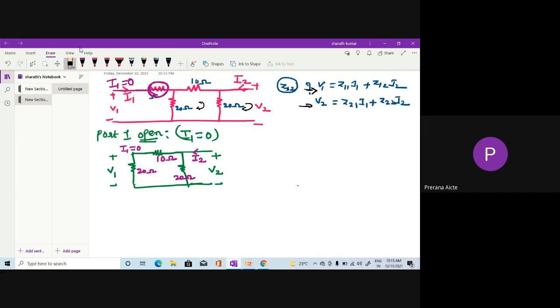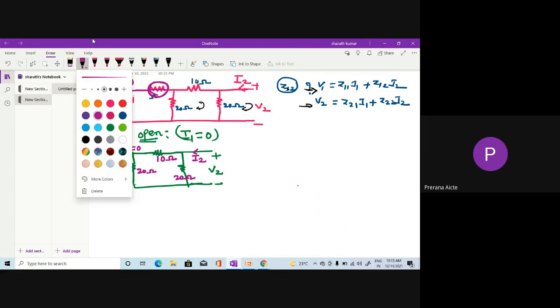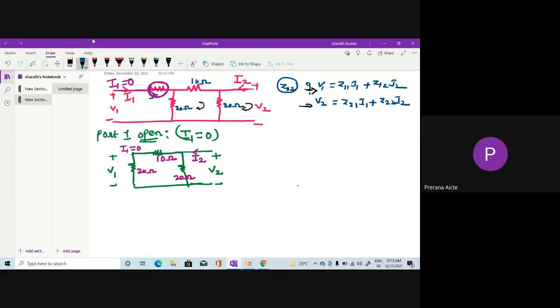So from this port 1 open circuit, we got I1 equal to 0. Now go to the two equations which are already in your mind. Your equations become, with I1 equal to 0, V1 is equal to Z12 I2 and V2 is equal to Z22 I2. These are the two equations that will be available now because of your port 1 open.